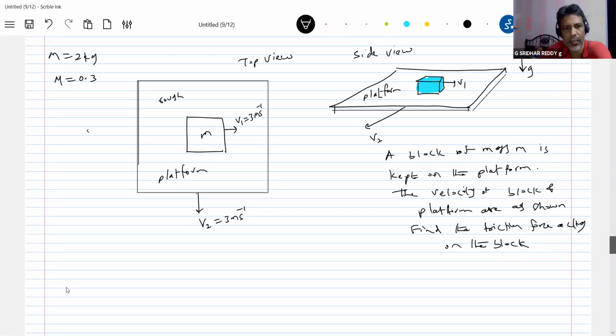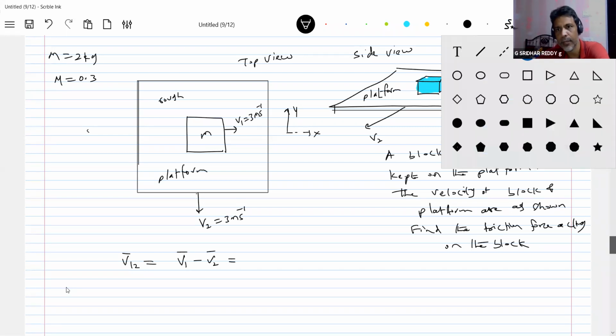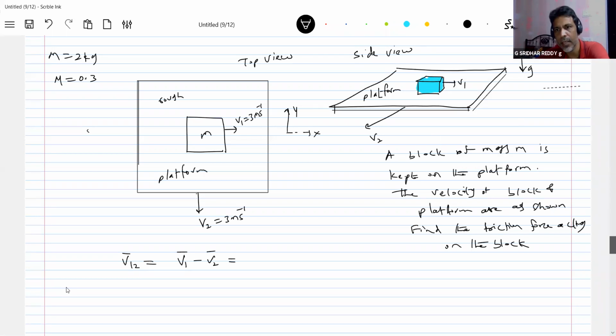So here I'll find out the velocity of block with respect to platform, V1 bar minus V2 bar. Let me define the coordinate axis. I think this will be better. Here it may appear different, so let me assume like this. This is x and y. I defined the coordinate system also. The z-axis will be vertically down.